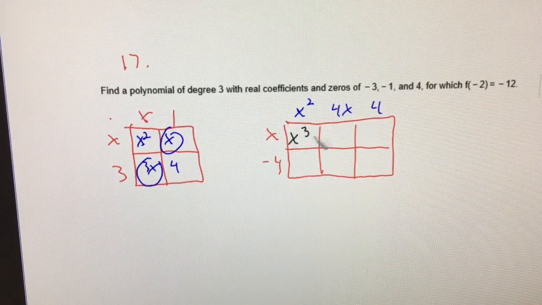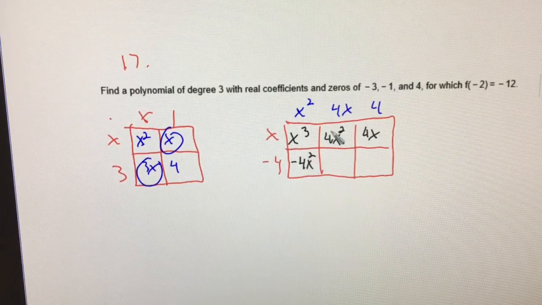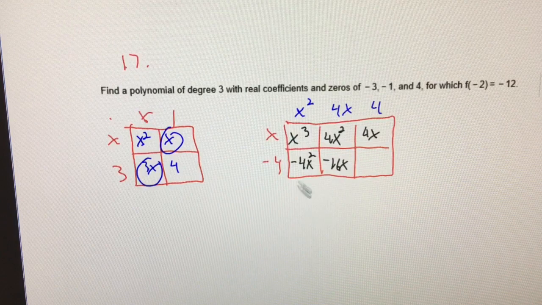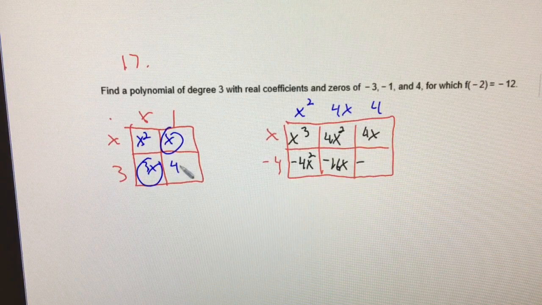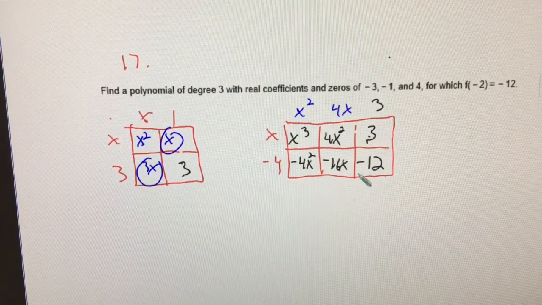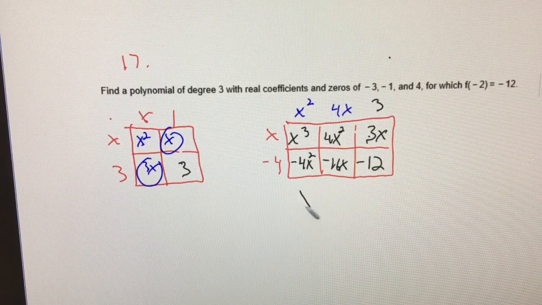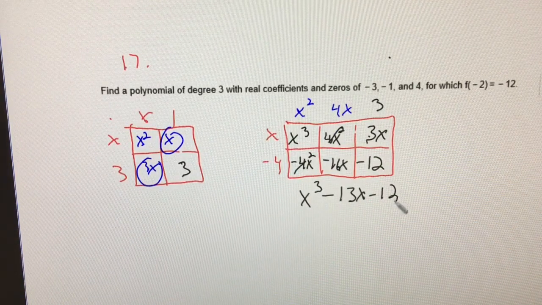That's going to give me x cubed plus 4x squared plus 4x minus 4x squared. Well, those are going to cancel out. Minus 16x minus 16. Nah, something's wrong. That should be a 3 there. Minus 12. 1 times 3 is 3. This should be a 3x. A 3x. Now when I combine, that's going to give me x cubed minus 13x minus 12.